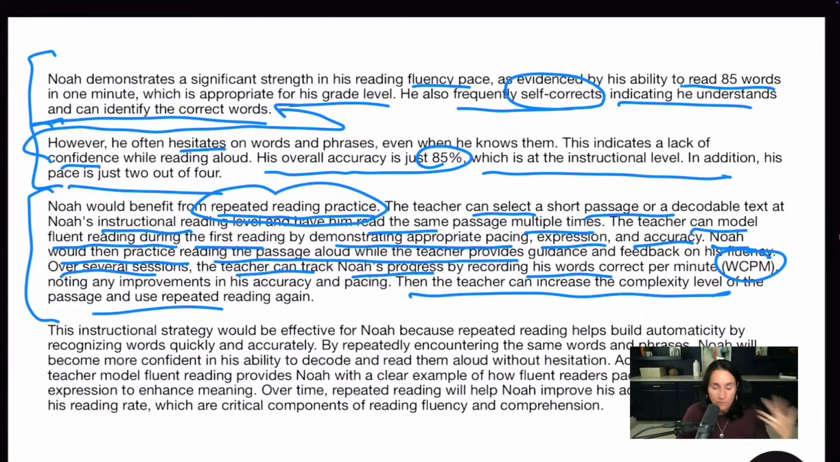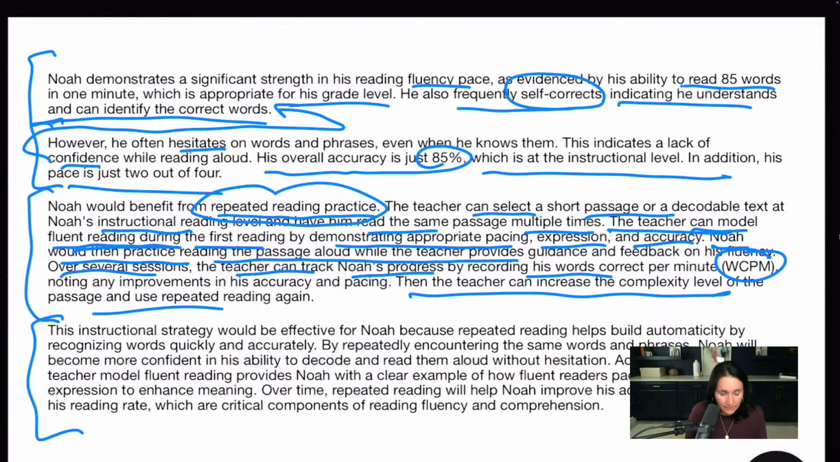Okay? Now, there's a couple of strategies in there. I added modeling. You could just go with the teacher can model fluent reading and then explain how the teacher would do that. Noah could follow along as the teacher read at an appropriate pace with appropriate expression. And then they could talk about it. And then she could do it again, or he could do it again.